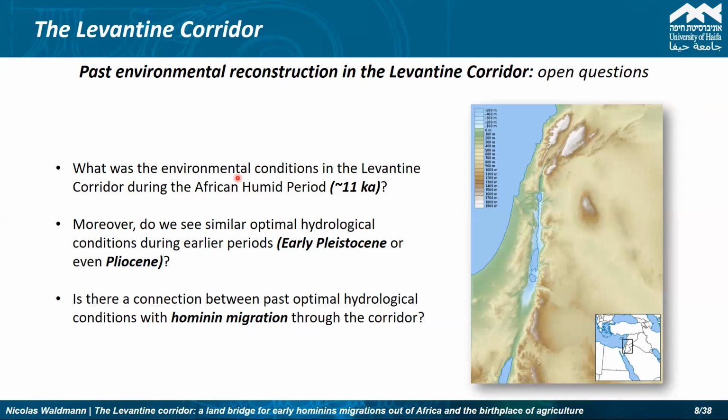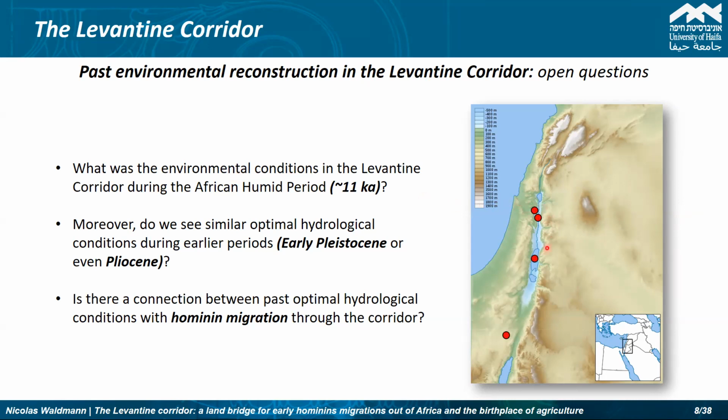Moreover, do we see similar optimal hydrological conditions during earlier periods? What is happening in the early Pleistocene or the Pliocene, if we go so far? And when we are talking about this early Pleistocene period, is there a connection between past optimal hydrological conditions and hominin migration through the Levantine Corridor? These are important questions to understand about us as a species, how we made our own evolution and how we migrated through this area.